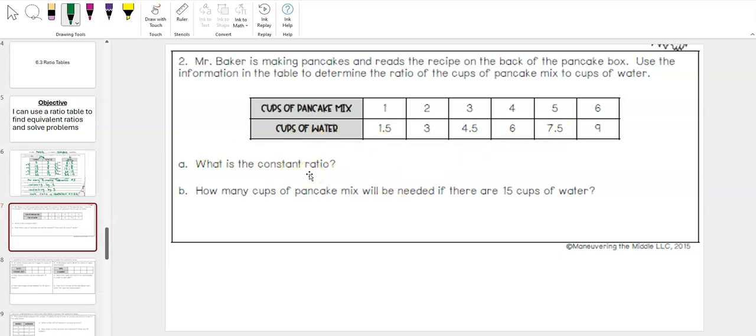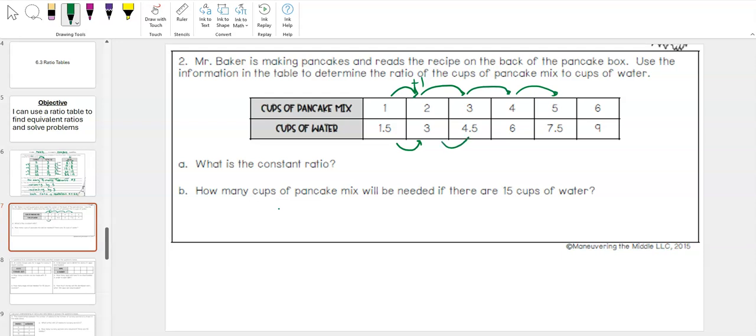First, we're asking ourselves, what is the constant ratio? So we're basically asking ourselves, what is the thing that we're skip counting by? What are we constantly moving up by, right? So this top part, cups of pancakes, is increasing by 1 consistently. We're always increasing by 1.